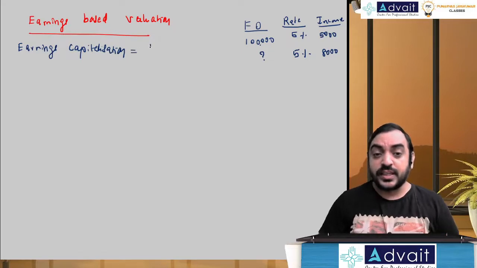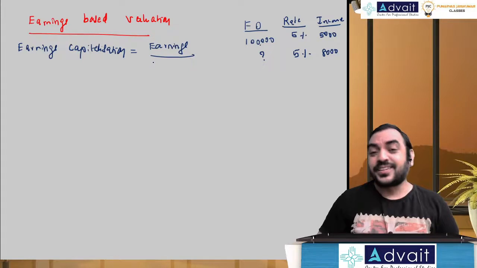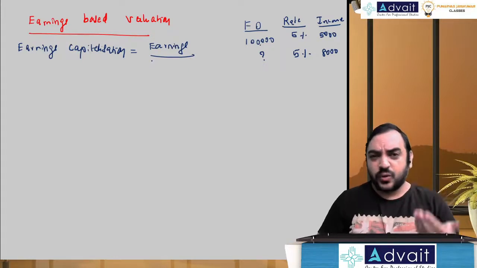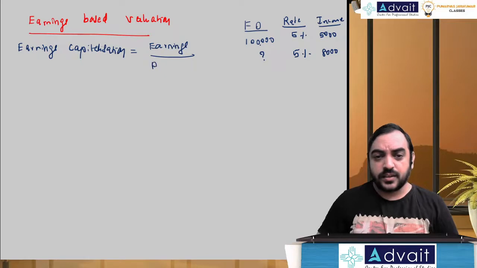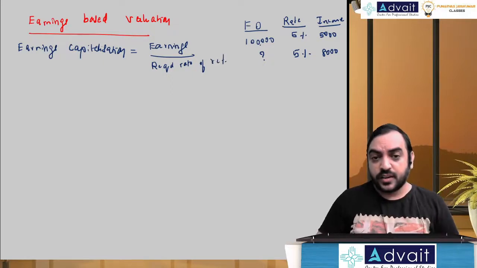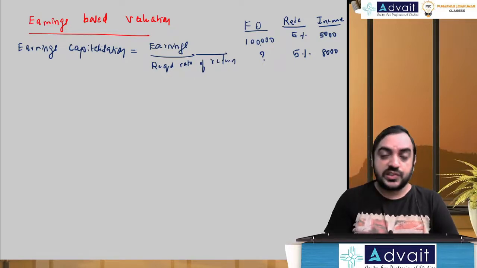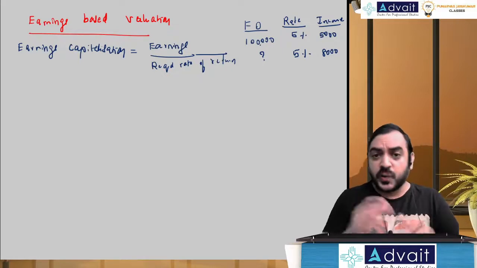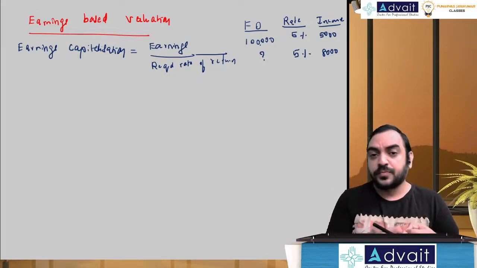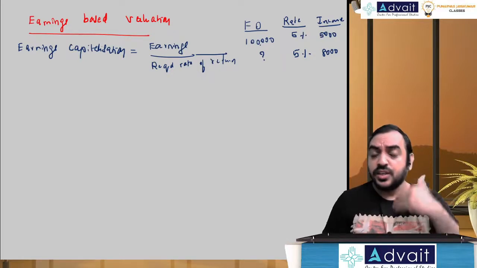The earnings, or the income, divided by the expected return, or you can say ROI, required rate of return, whatever. You can say required return. Some people also call it cost of capital. Required rate of return. Earnings capitalization. The value of the business, or the value of the company, is the earnings from the business divided by the required rate of return. That is earnings capitalization or yield capitalization.